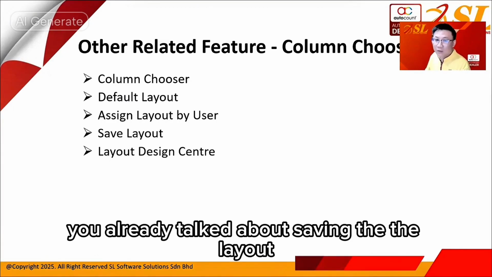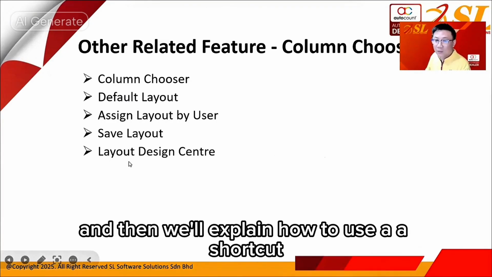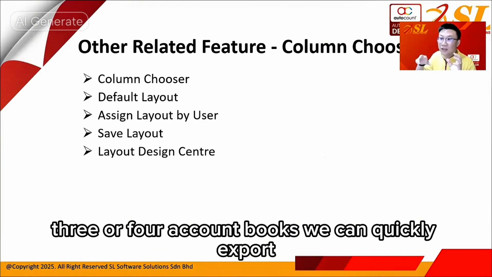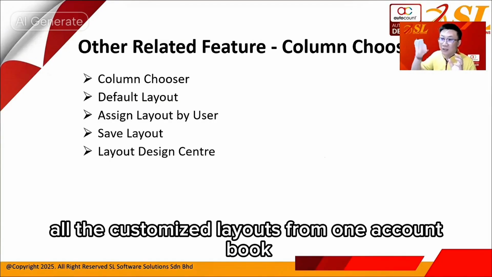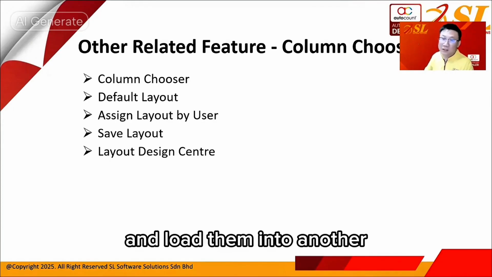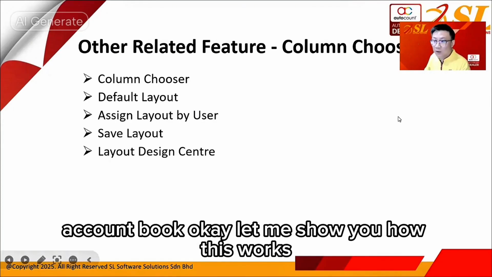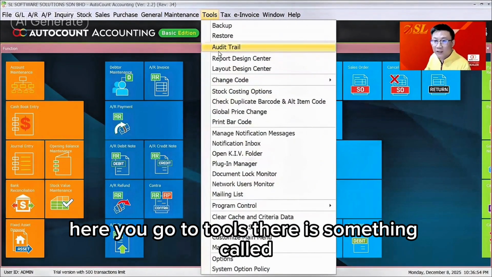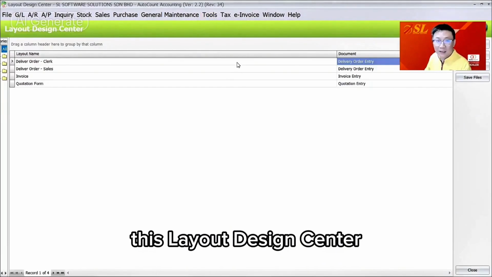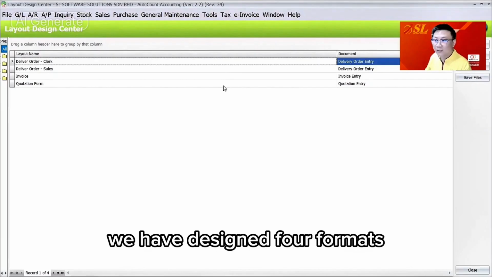We already talked about saving the layout, and then we'll explain how to use a shortcut. If we have 3 or 4 databases, 3 or 4 account books, we can quickly export all the customized layouts from one account book, those 50 or so layouts that have been modified, and load them into another account book. Okay, let me show you how this works. Here you go to Tools. There is something called Layout Design Center. In this Layout Design Center, we have designed 4 formats.